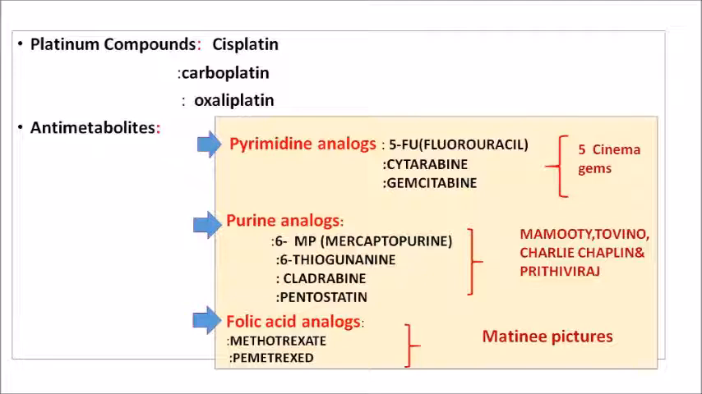After alkylating agents, coming to platinum compounds, it is easy to remember. All the drugs have platin in their names: cisplatin, carboplatin, oxaliplatin. Easy, right?